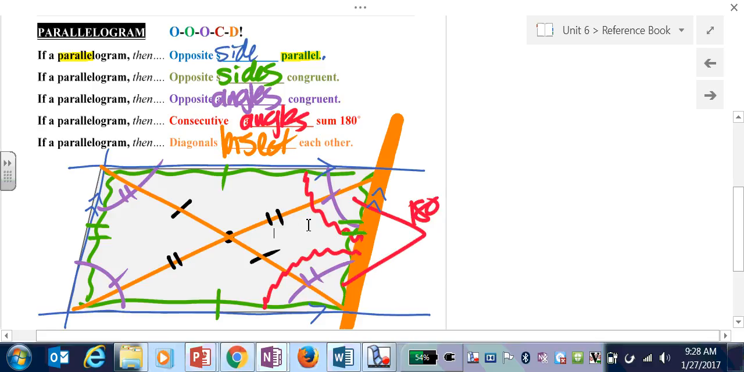Now let's read them. The colored lines. Ready? The first one, opposite sides parallel. Opposite sides congruent. Next one. Opposite angles congruent. Consecutive angles sum 180. Diagonals bisect each other.